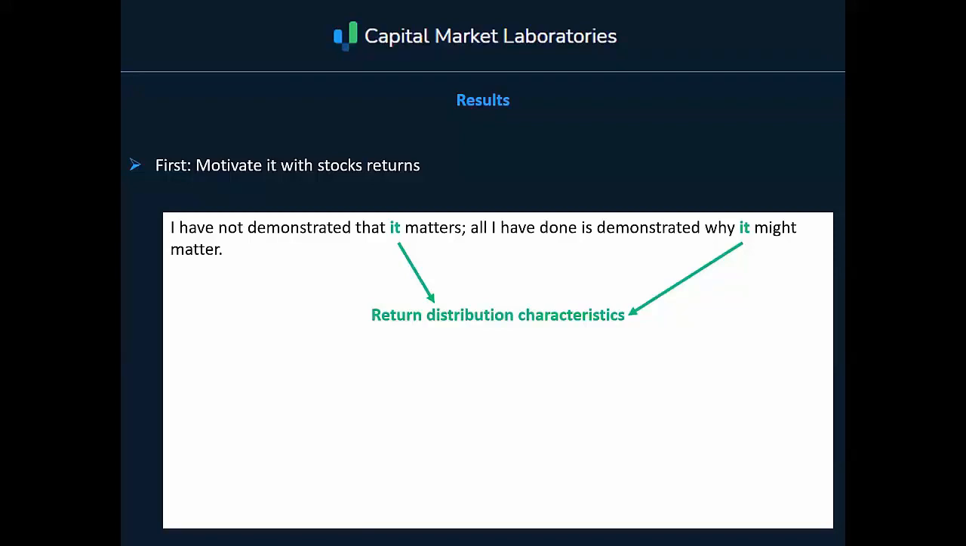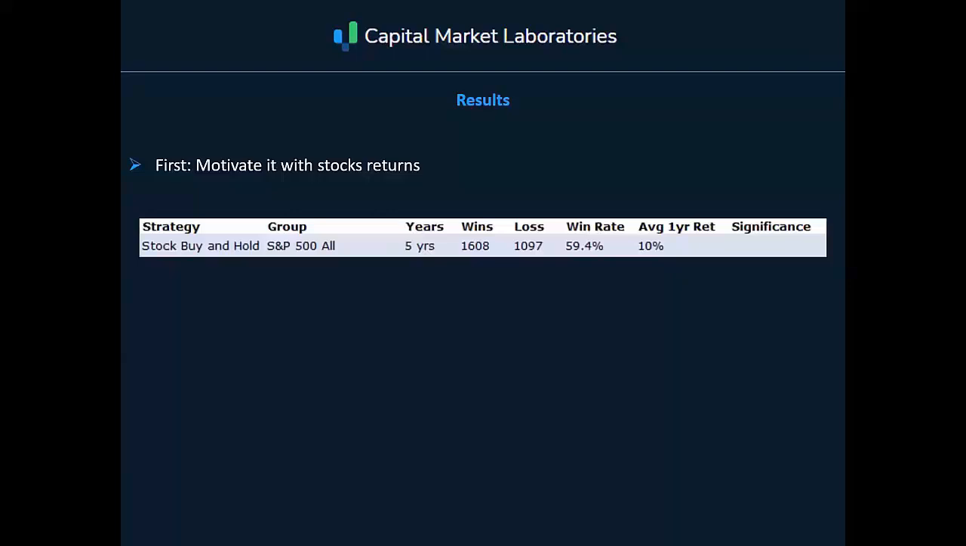So why does it matter? Why do return distribution characteristics matter, beyond a sort of pedantic conversation of how distributions could work? So the first thing I'm going to do is motivate it with stock returns. If we took the constituents of the S&P 500 in 2018, and I said, I want to see the average one-year return for every stock in that group from June 2018 to June 2023. One-year return, every single stock in the S&P 500.